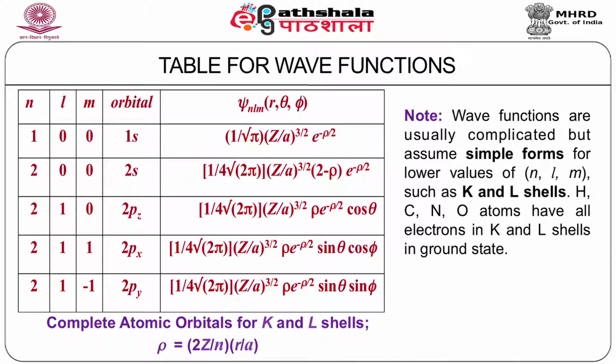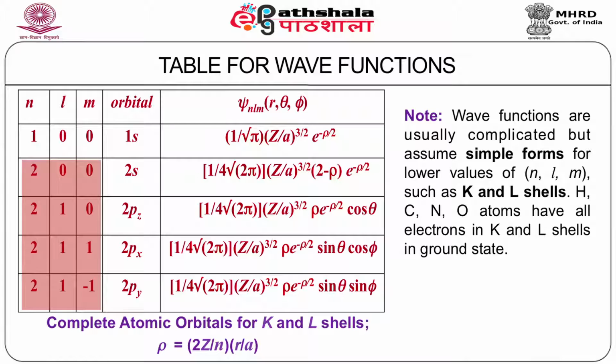Let me explain a little more. When you are considering the K shell, n is equal to 1, so l can be equal to 0 only, and m also is 0. So this orbital is the 1s orbital, and you write down the corresponding wave function for the atom. For the L shell, n is equal to 2, so l can be 0 or 1. If l is equal to 0, m is also equal to 0. But if l is 1, m can be 0, 1, and minus 1. So that gives 4 possibilities.